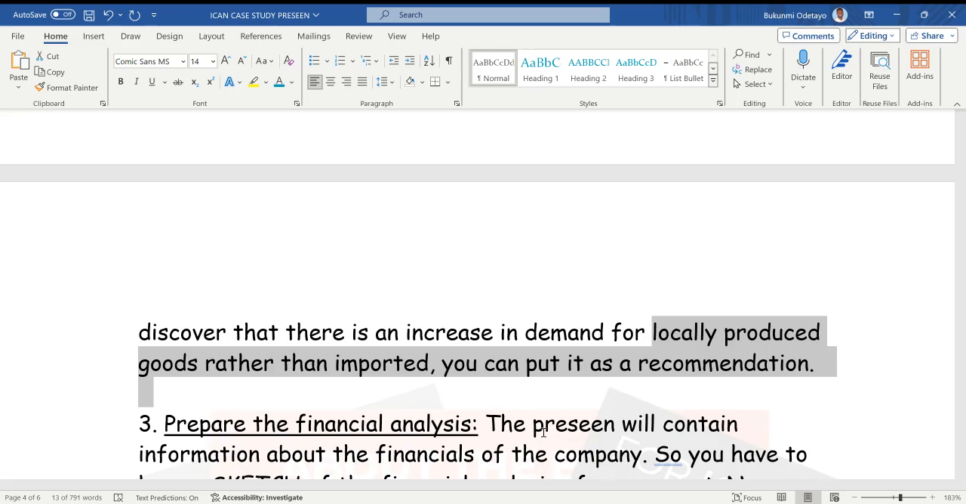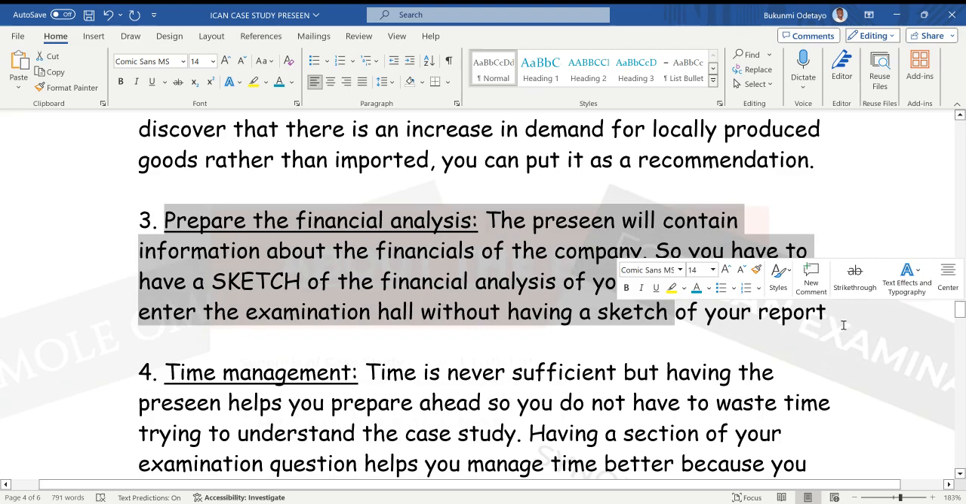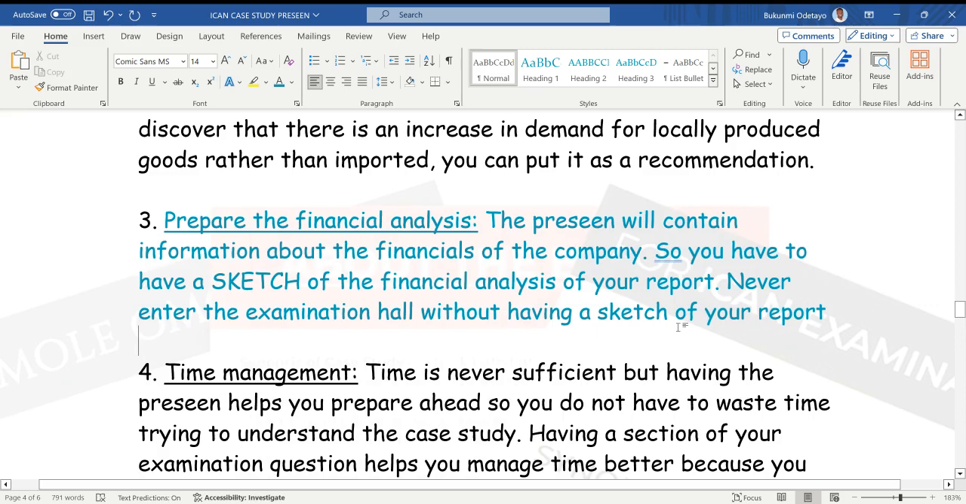Another thing again is prepare the financial analysis. So like I said earlier, in your preseen, you'll be given information, your financial statement or your management account, as the case may be. So you are supposed to prepare your financial analysis before then. Like, have a sketch, and I used the word sketch, and I highlighted it in caps because it is a sketch, right? Because, like I said, sometimes information may change and probably give you additional information in the unseen that alters everything. So have a sketch.